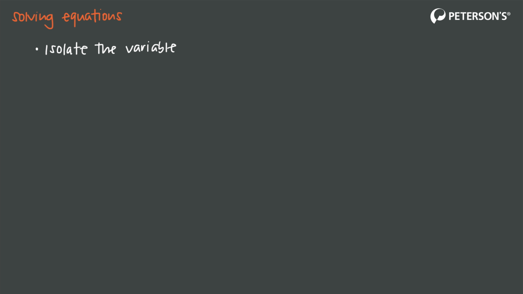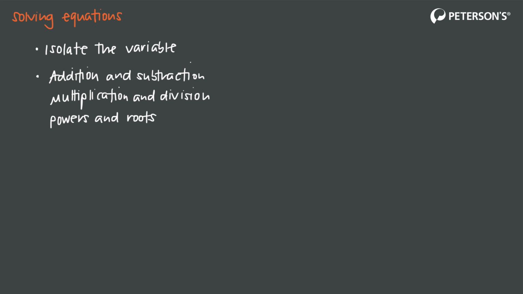We always want to get the variable on its own on one side of the equal sign with everything else on the other side in order to find the value of the variable. The way that we're going to do that is by using inverse operations. So addition and subtraction are inverse operations that undo each other. Multiplication and division are inverse operations that undo each other. And raising something to a power or taking the root are inverse operations of one another.